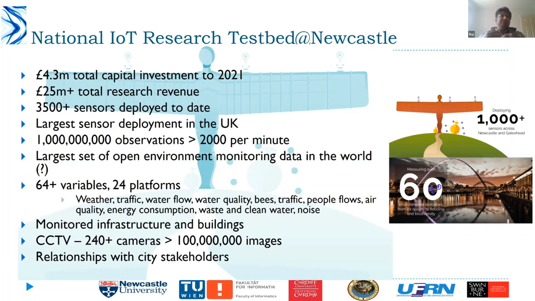In our test bed, we collect almost 64 plus variables of data across different application areas like weather, traffic, water flow, water quality, people flows, air quality, energy consumption, smart building, you name it, we collect all that data. We also work with Newcastle City Council, and we have deployed more than 250 CCTV cameras across the city to monitor the traffic, and from there we get millions of images.